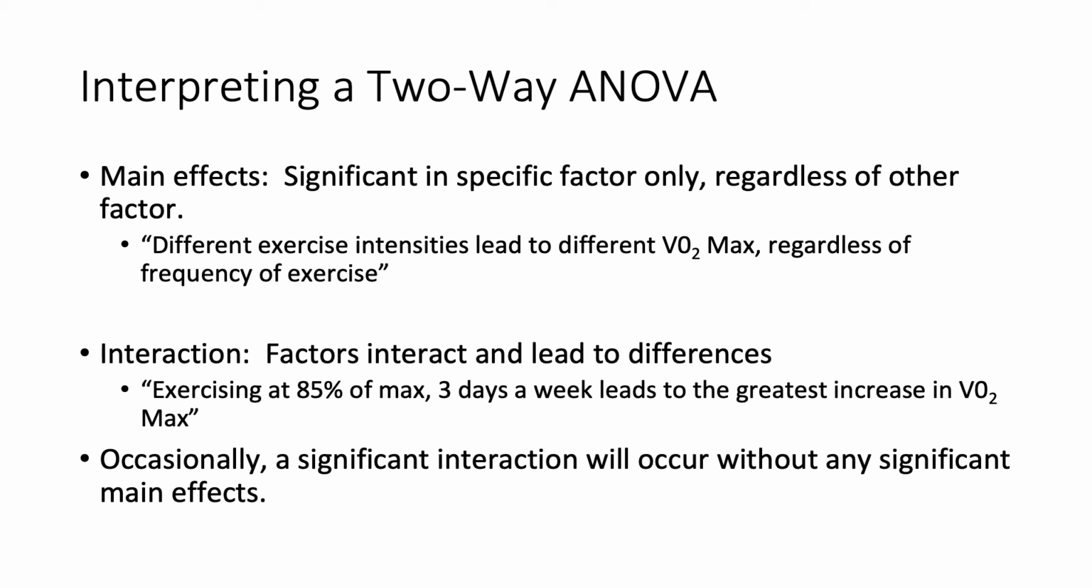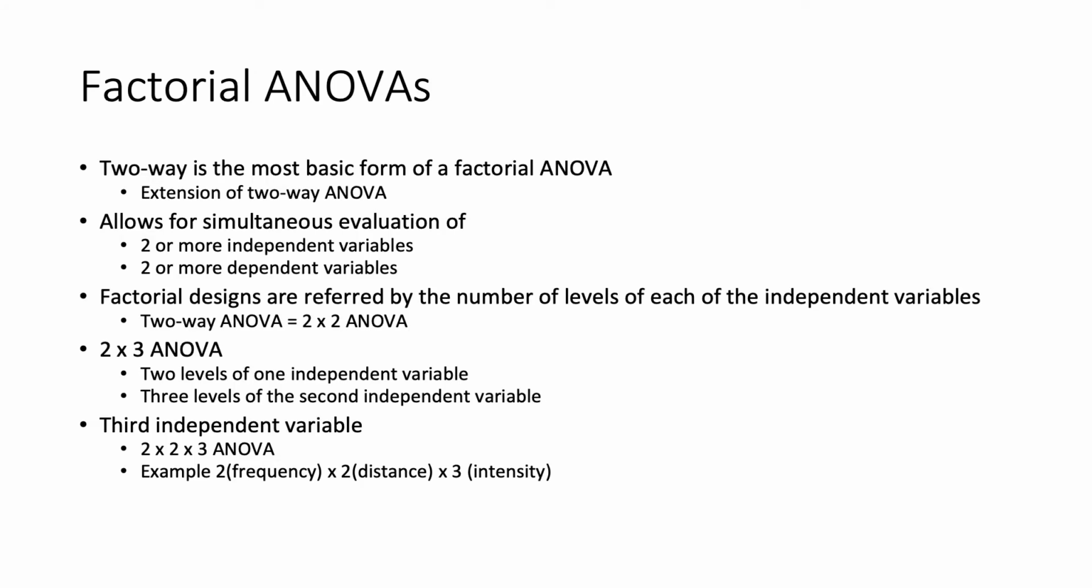Also, a general rule of thumb is to first look at the interaction, and if there isn't a significant one, you would then look at the main effects. A two-way ANOVA is the most basic form of a factorial ANOVA. A factorial ANOVA allows for a simultaneous evaluation of 2 or more independent variables. Factorial designs are referred to by the number of levels of each of the independent variables.